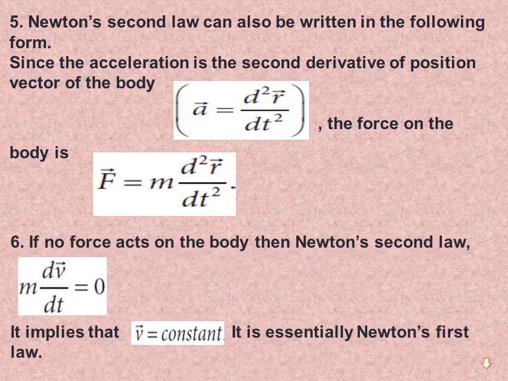Sixth one, if no force acts on the body, then Newton's second law, m dv vector by dt is equal to 0. That means mass into acceleration is equal to 0. It implies that the velocity vector v is equal to a constant. It is essentially Newton's first law.